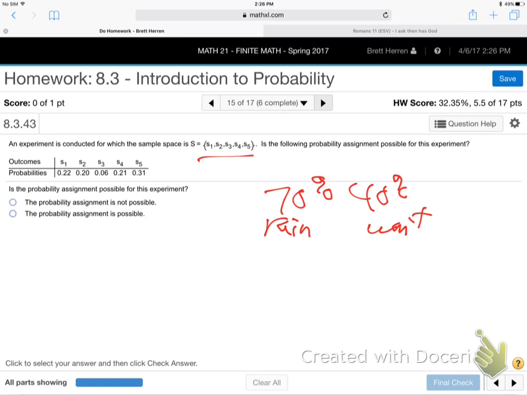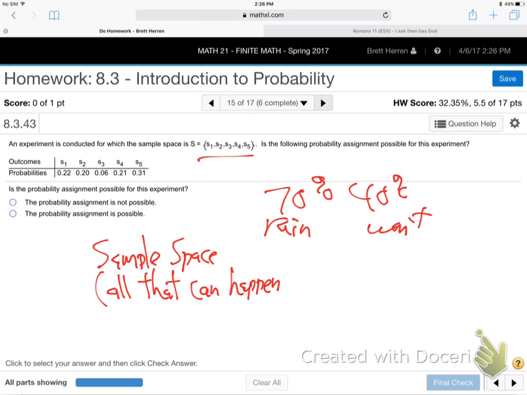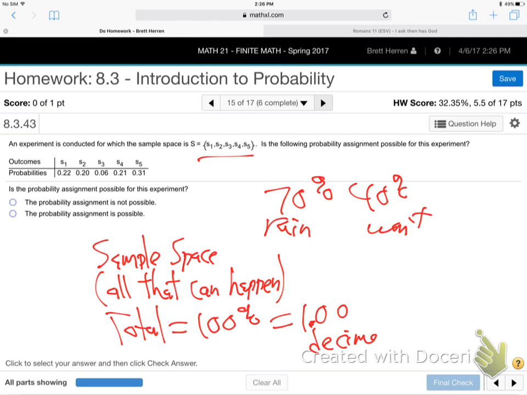So my point in that is sample space. Whenever we list a sample space, all the things that can happen, that's what sample space means. All that can happen. The total must equal 100%, which in decimals is 1.00. The decimal and the percentage, those are the same thing. We good to there?